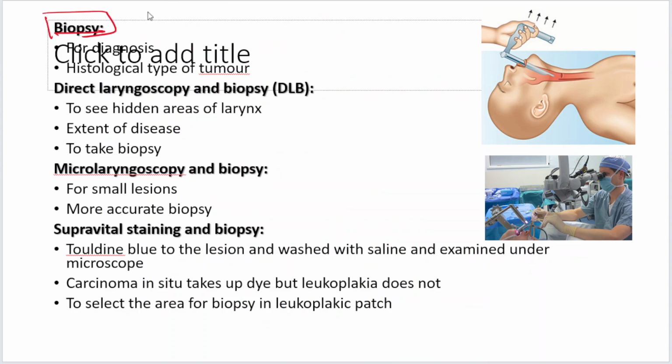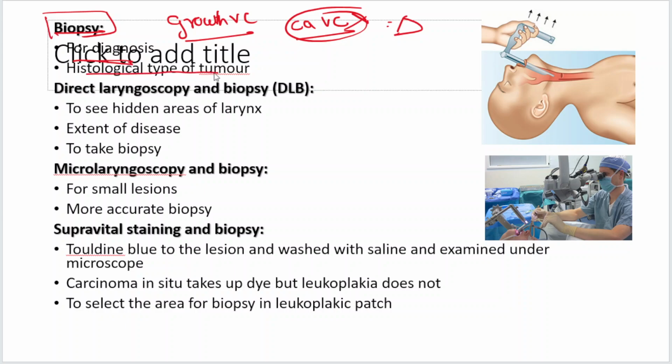Always when you put the diagnosis of the patient before getting the investigations, you always write it like growth vocal cord. You never put the diagnosis saying carcinoma vocal cord, because it is a provisional diagnosis. Without getting the biopsy, without finding the histological type of the tumor, you never put a diagnosis of carcinoma vocal cord. You never tell the patient that you are having carcinoma by looking at the growth in the vocal cord. You say that you are having a growth in the vocal cord. It may be carcinoma, it may not be carcinoma. We cannot say definitively without getting a biopsy.